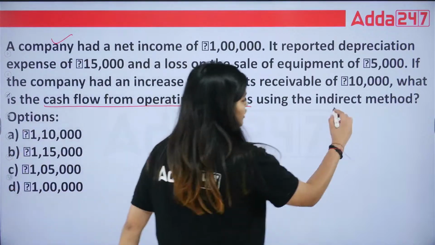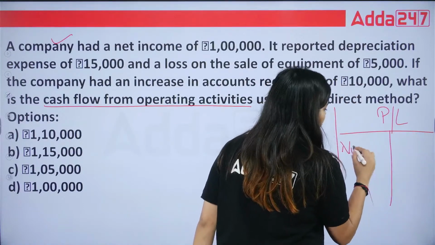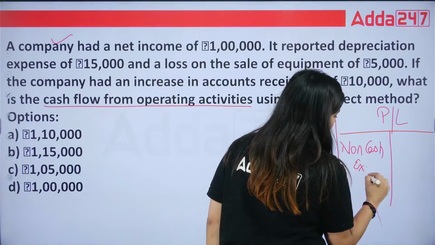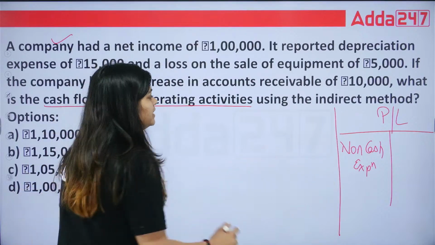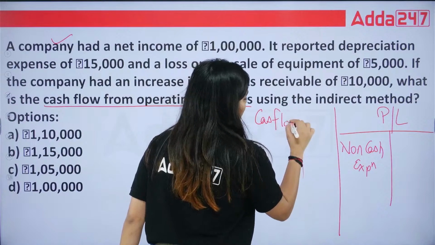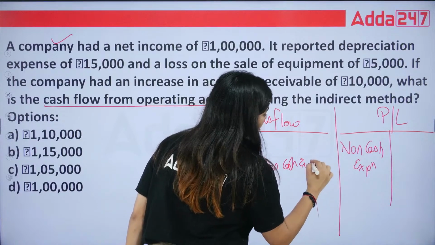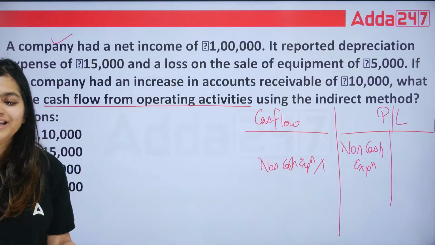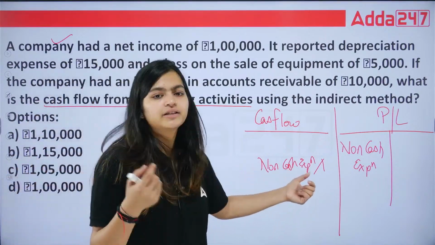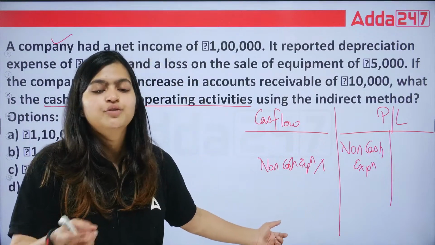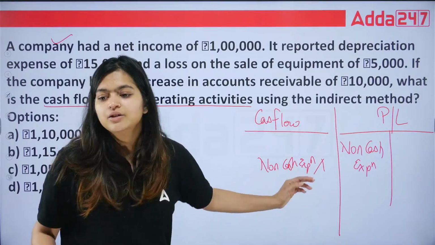Remember one thing: when you prepare the P&L account, you show non-cash expenses also. You make these entries of non-cash expenses. But when you prepare the cash flow, these non-cash expenses are not allowed, because we need to find the ultimate flow of cash, and under non-cash expenses there is no flow of cash. So we are not going to give effect to non-cash expenses. Remember this point.